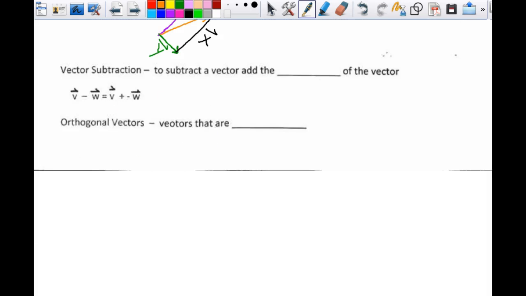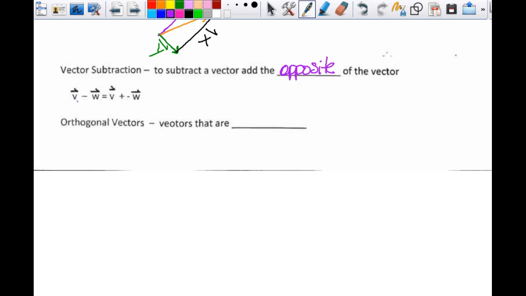All right, so vector subtraction. To subtract a vector, you just add the opposite. So see how vector v minus vector w is vector v plus the opposite of vector w. And again, we'll look at an example of this on the graph. I think that'll be better.